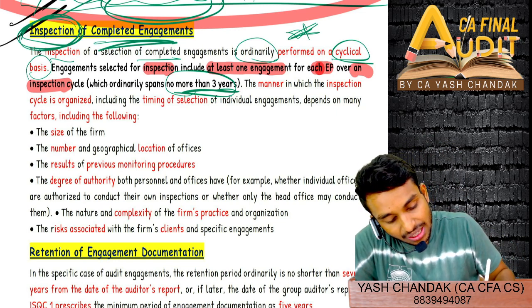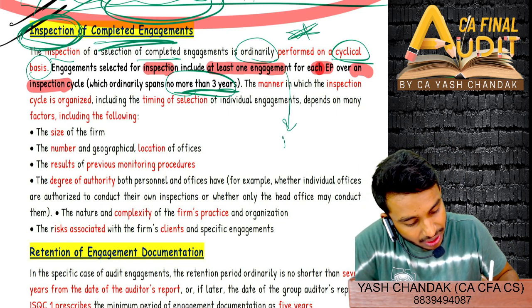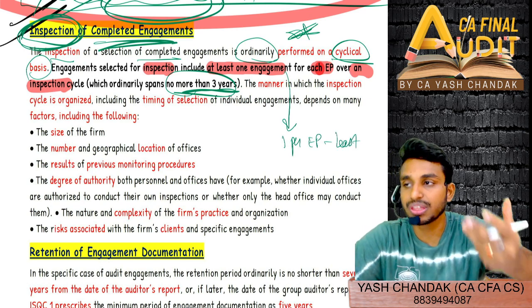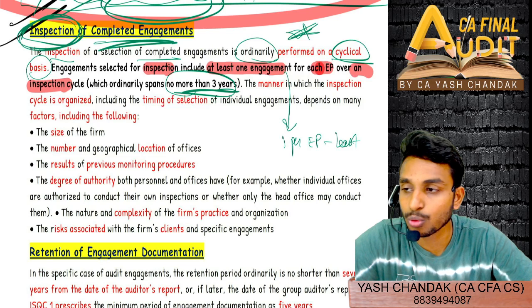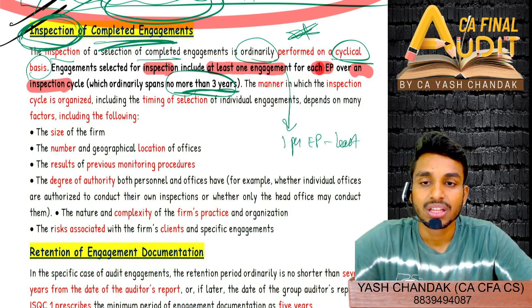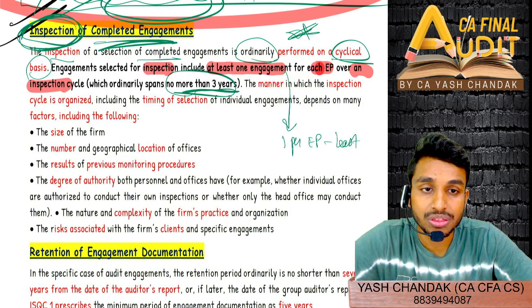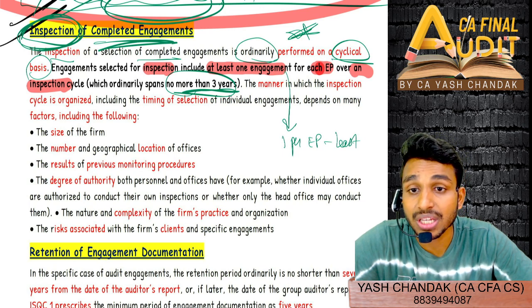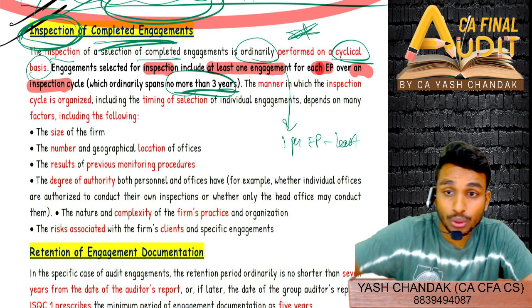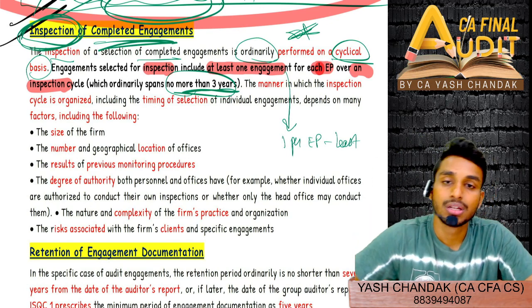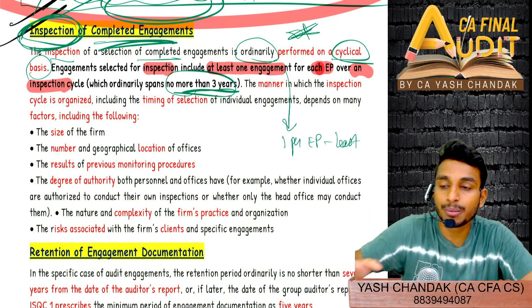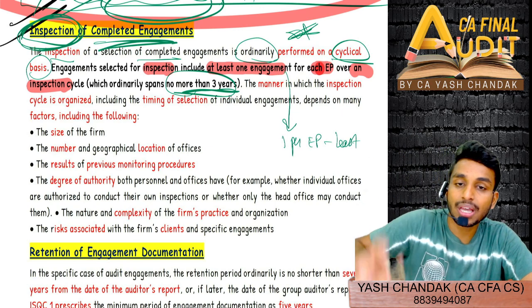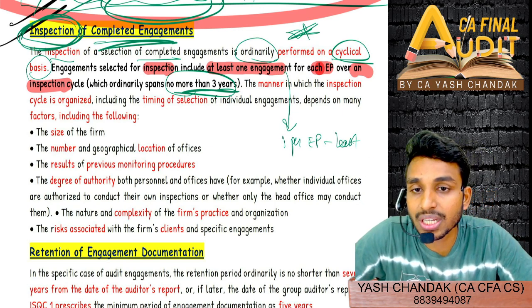So this is the least, that is, one per engagement partner. This is the least. We can of course select more than this, right? Can we select more than this? Yes, definitely. How do we determine the total number of engagements for the purpose of peer review? How many assurance engagements should we pick up for peer review in a firm? How do we determine that? Do you remember?